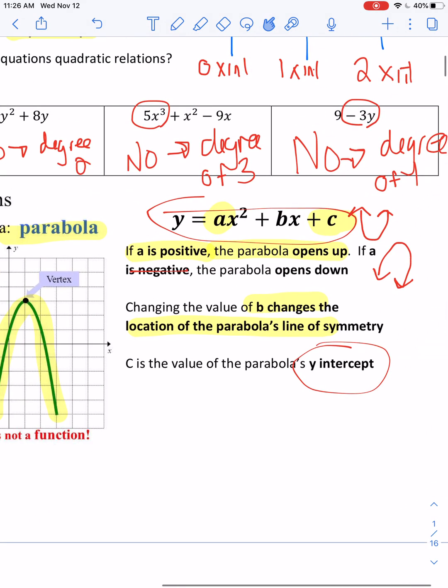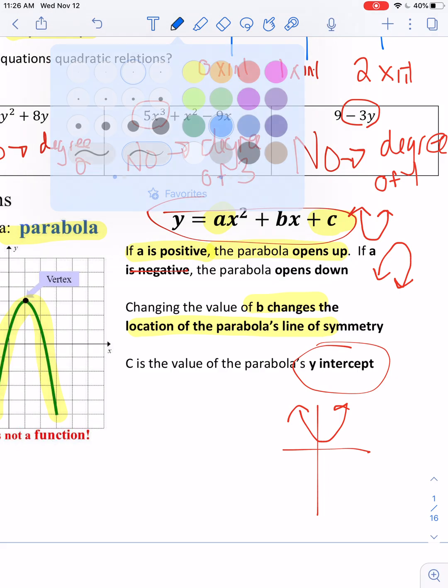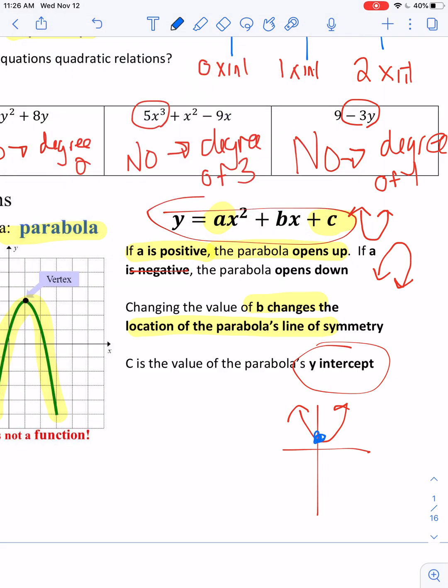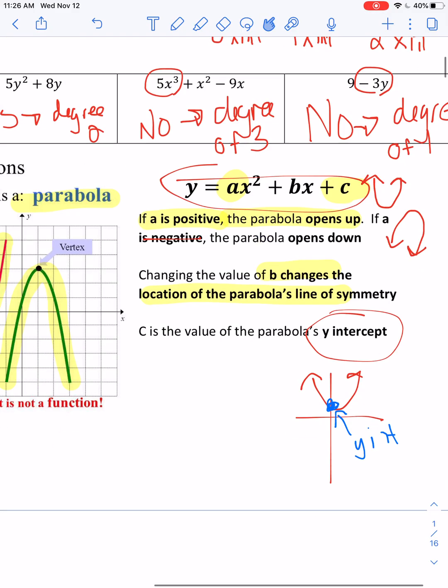So if you're like, what is a y-intercept? It's where our graph crosses the y-axis. So I'm going to draw you a picture. Here's our y-intercept. It's where our graph crosses the y-axis.